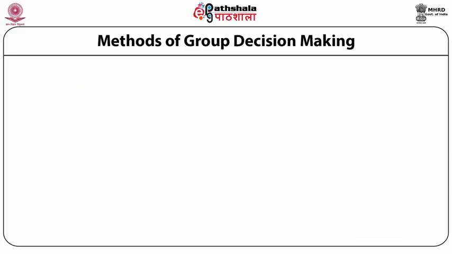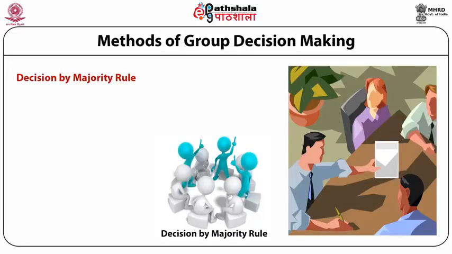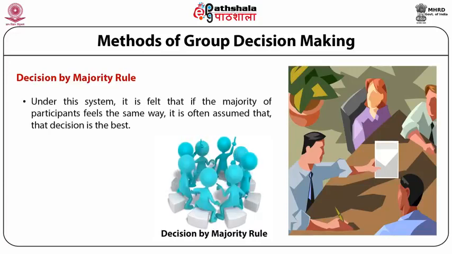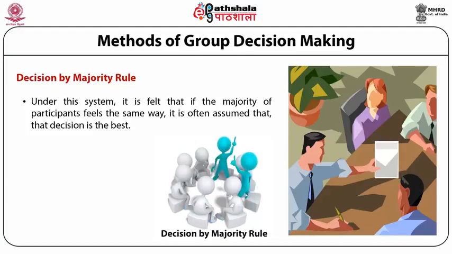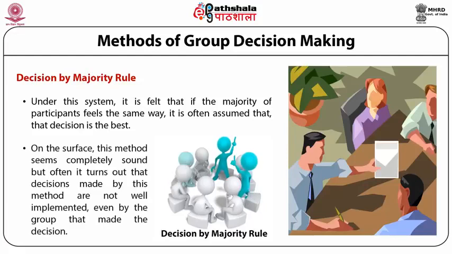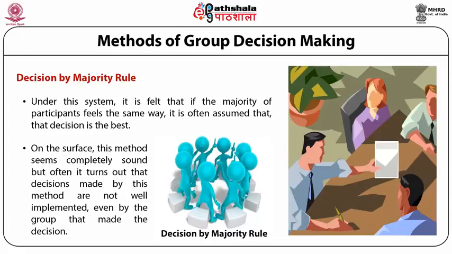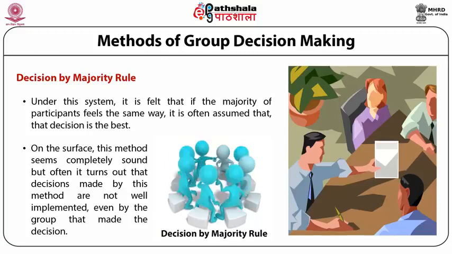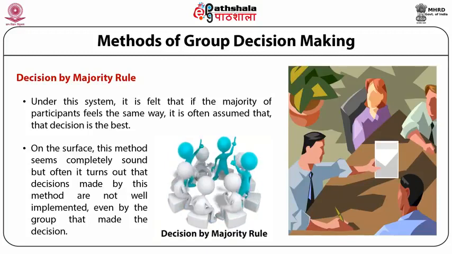Another method could be decision by majority rule. Now, you can think of it from its name and find out what this is. Under this method, it is felt that if the majority of the participants feel the same way, it is often assumed that that decision is the best. On the surface, this method seems completely sound, but often it turns out that decisions made by this method are not well implemented, even by the group that made the decision.